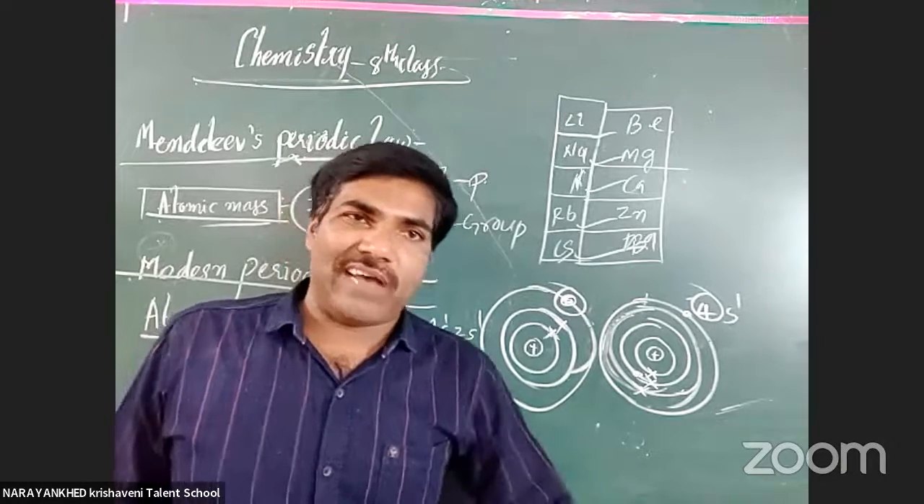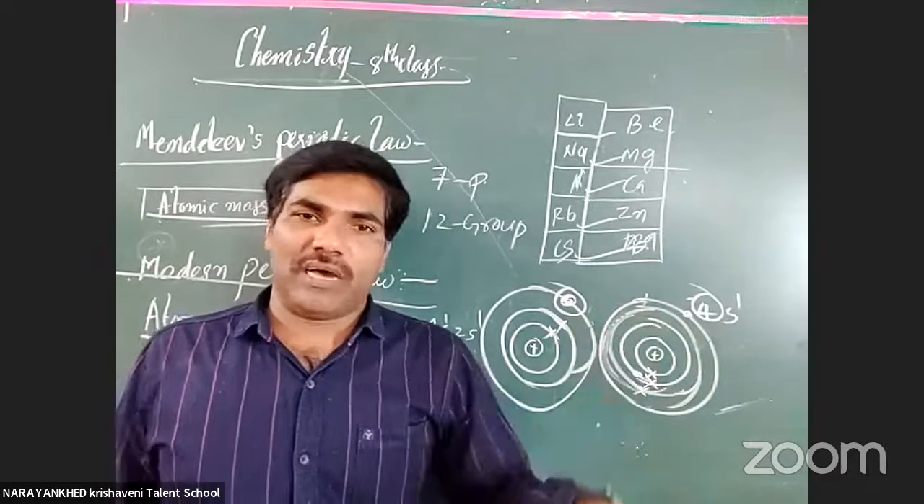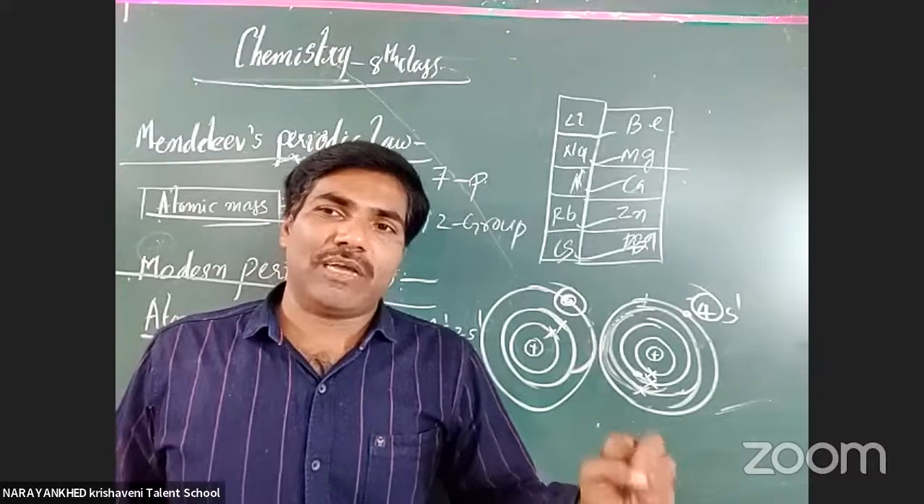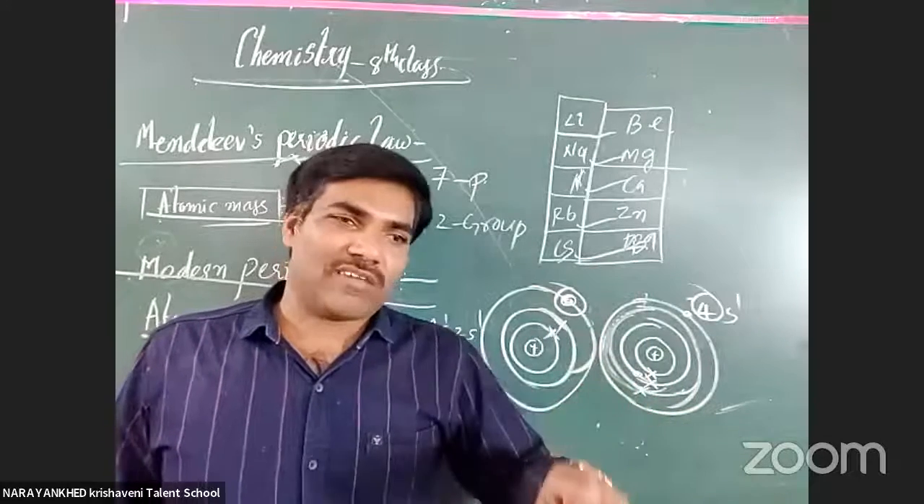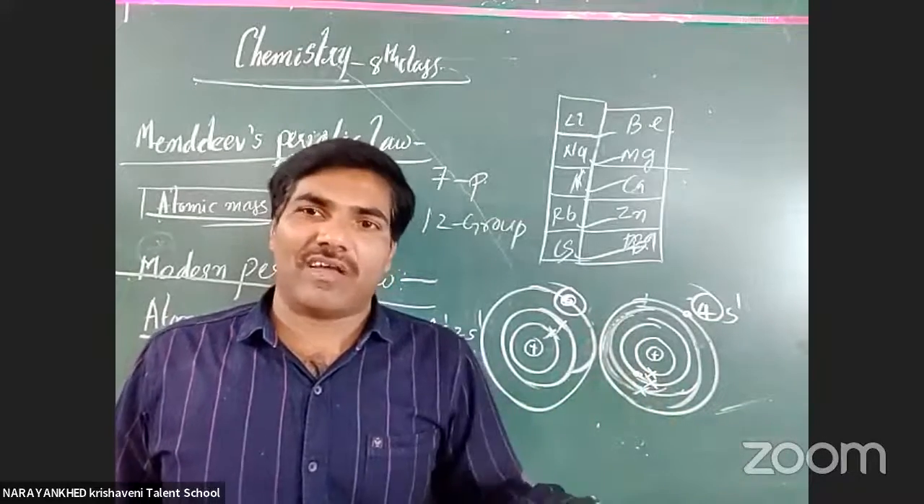When the electron is lost, it becomes a positive ion. Why? Because more protons are there and fewer electrons are there.